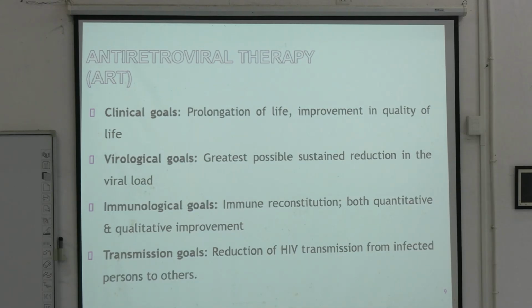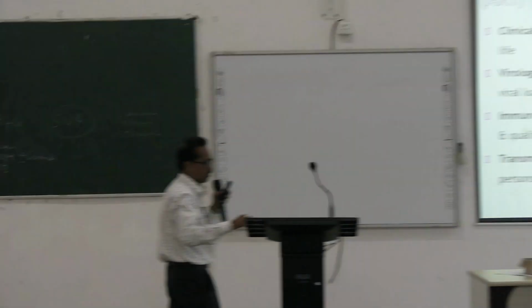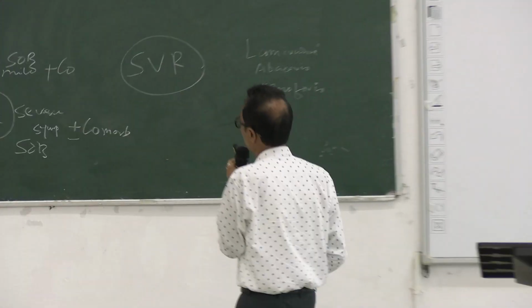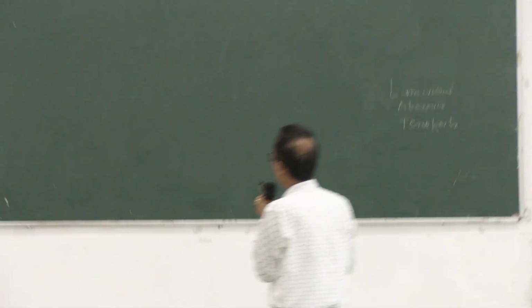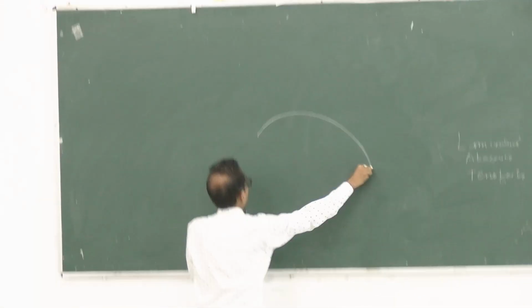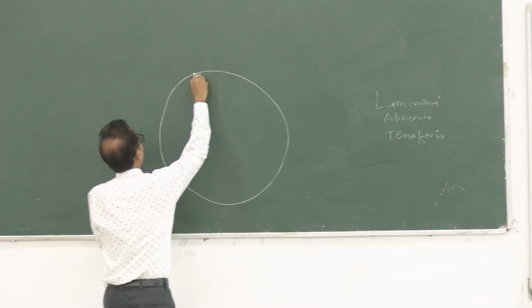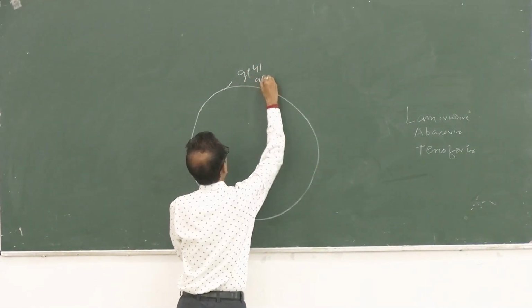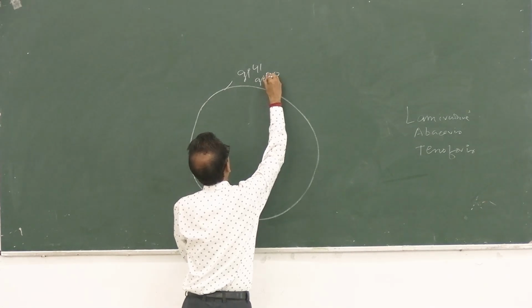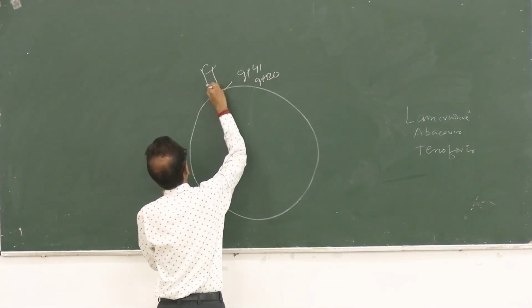Now, antiretroviral therapy. Before we go to the treatment of HIV, you should recapitulate some points about the life cycle of HIV. Otherwise, it is very difficult to understand the drugs. So, how does the HIV virus enter? This could be the CD4 cell. There are two receptors, GP41 and GP120. This is the HIV virus.